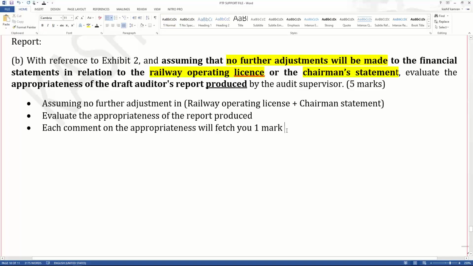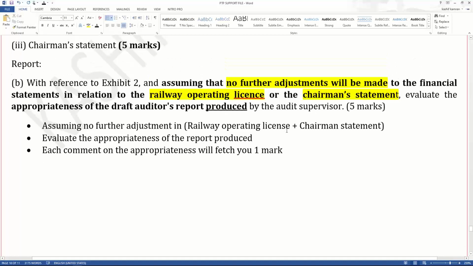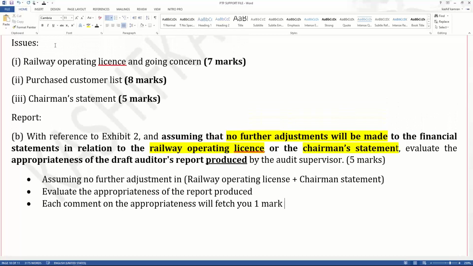Now tell me, if you're a clever student, before the break, no further adjustments will be made to the financial statement in relation to the railway operating license or the chairman statement. Does that mean we had 3 issues above? We had an issue of railway operating license where the examiner is saying assuming no adjustment is made. So is the management disagreeing with the auditor in the first issue? Yes or no? Assuming no further adjustment is made in the chairman statement, does that mean that the management is disagreeing with the auditor on the chairman statement?